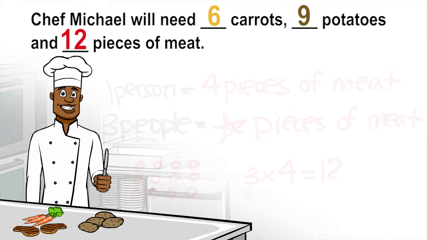Chef Michael will need 6 carrots, 9 potatoes, and 12 pieces of stew meat to triple his recipe.